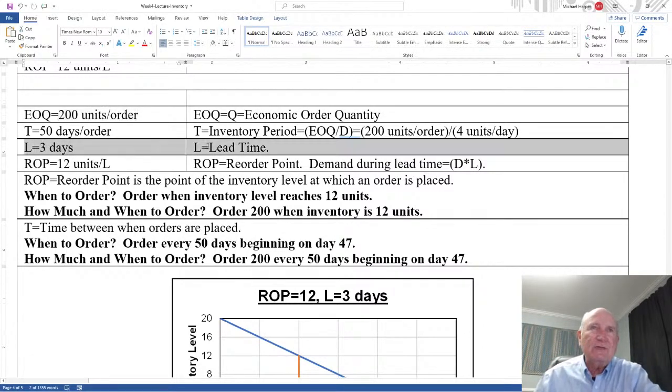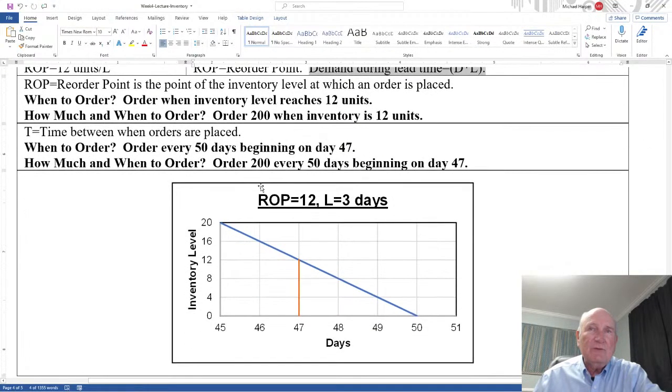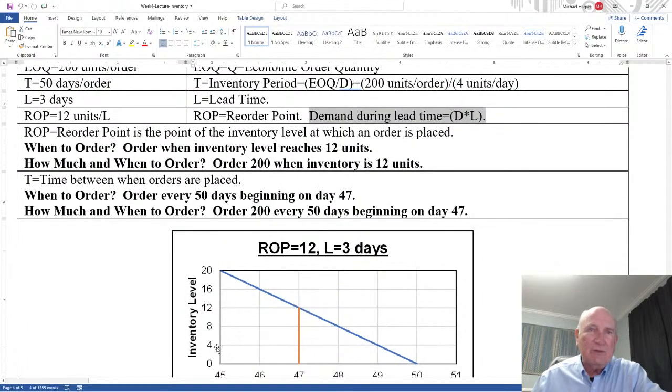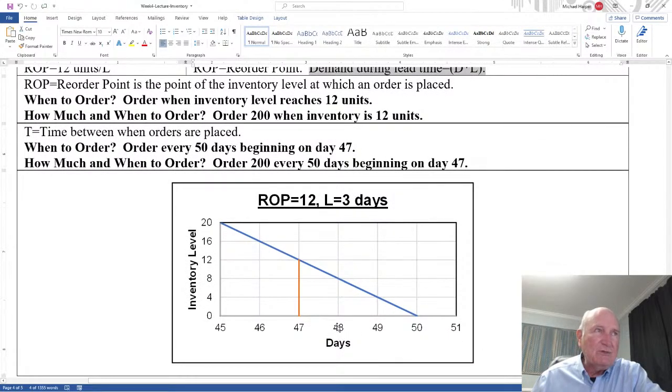Okay, well, my lead time is 3 days, which is ROP is 12 units per day. And that's going to be my demand during lead time. In other words, when do I want to place my order such that in 3 days, it's going to come in? In other words, here's when I want that order to be received, day 50. So I back up 1 day. Well, what's my inventory level? It's going to be 4. I back up 2 days. Well, my inventory level is going to be 8 because every day is 4 items. If I back up 3 days, which is my lead time, what's my inventory level? It's going to be 12.